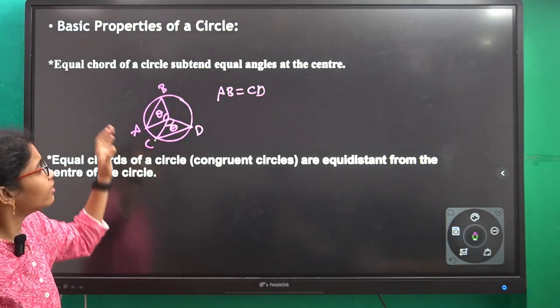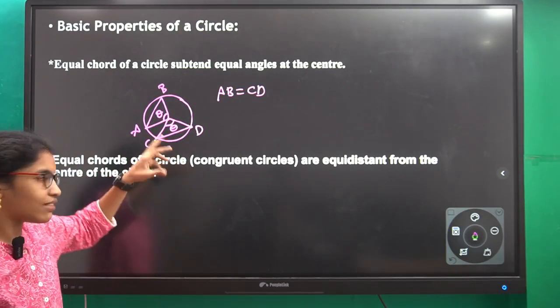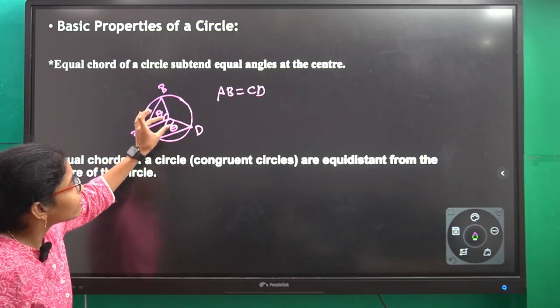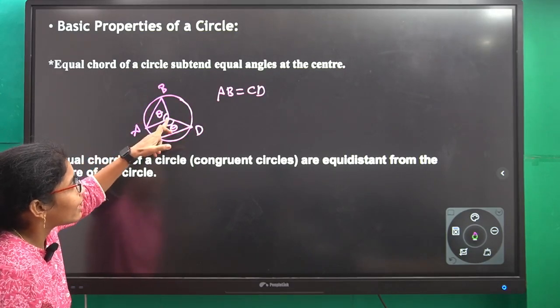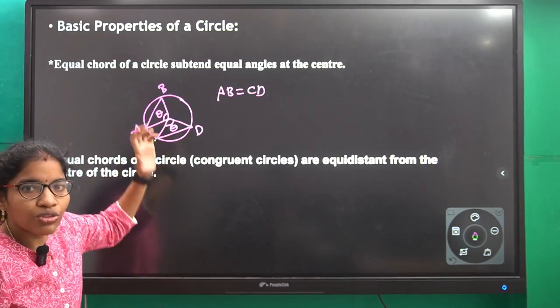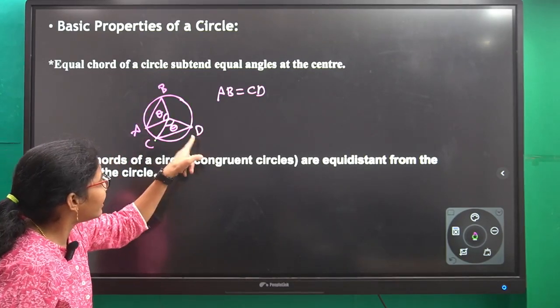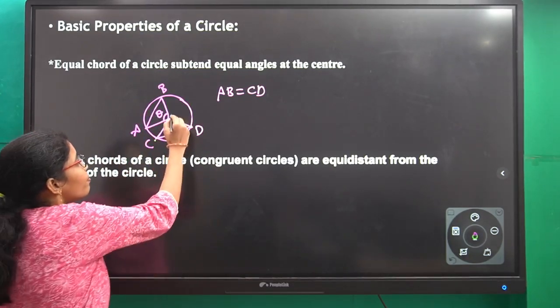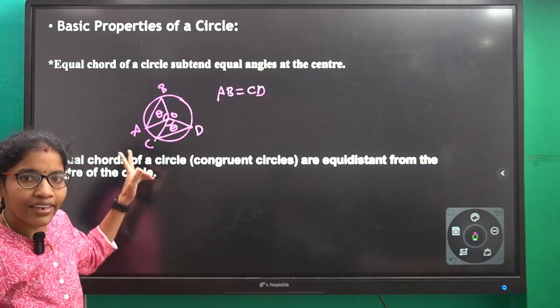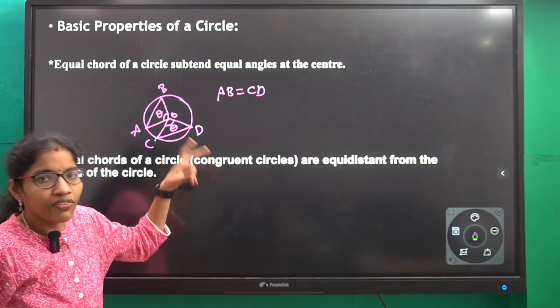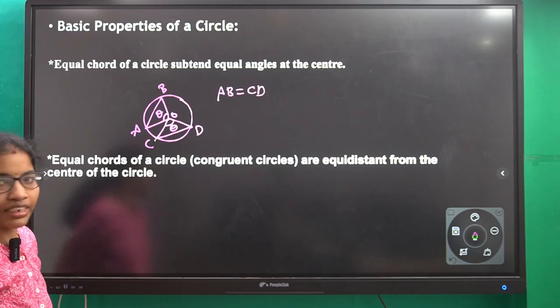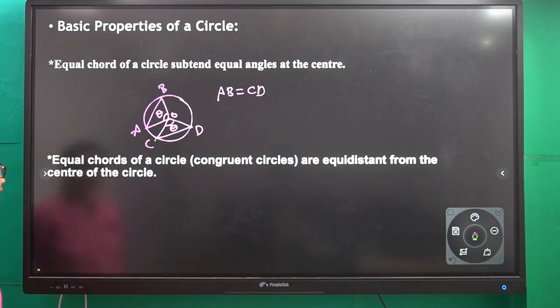Clear? The converse also applies. That means if the 2 angles made by 2 chords at the center are equal, then those 2 chord lengths are equal. If AB is equal to CD, then angle AOB equals angle COD. And if angle AOB is equal to angle COD, then you can say that AB equals CD. Clear this one? The next one.